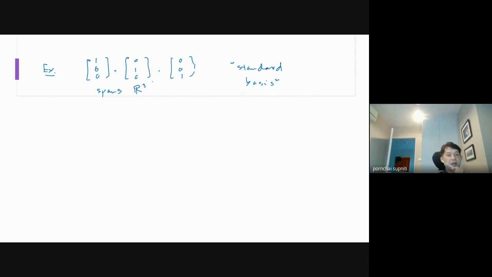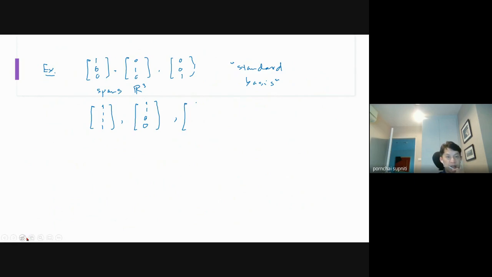But there are some other bases also that may not need to be only in this form. For example, we can take a look at this type of basis. Let's talk about four dimensions. Let's say we have 1 1 1 1, and we have 1 1 0 0.